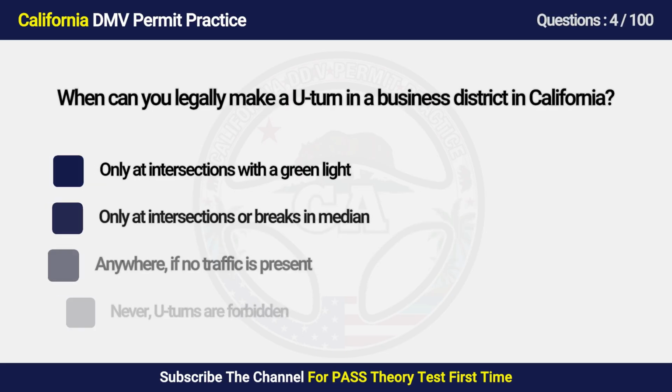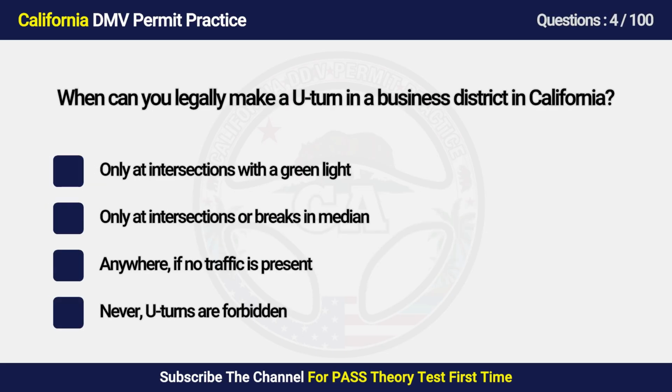Question 4. When can you legally make a U-turn in a business district in California? A. Only at intersections with a green light. B. Only at intersections or breaks in median. C. Anywhere if no traffic is present. D. Never. U-turns are forbidden.